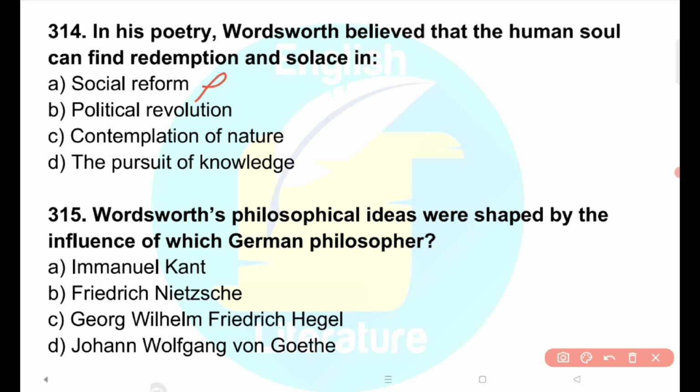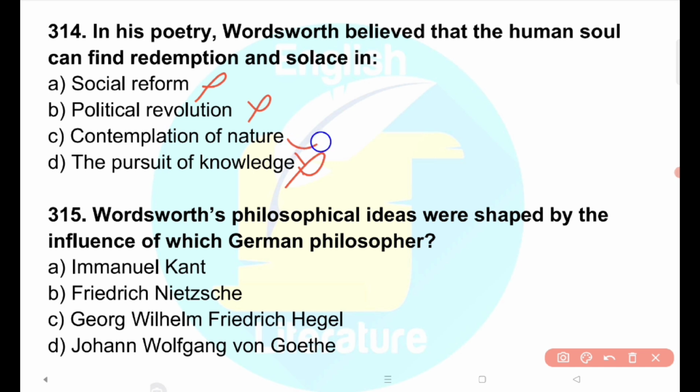Option B, political revolution. Though he initially supported the French Revolution, he later believed that nature, not politics, shapes the human soul. The pursuit of knowledge. He valued wisdom from nature over intellectualism, contrasting with Enlightenment ideas.